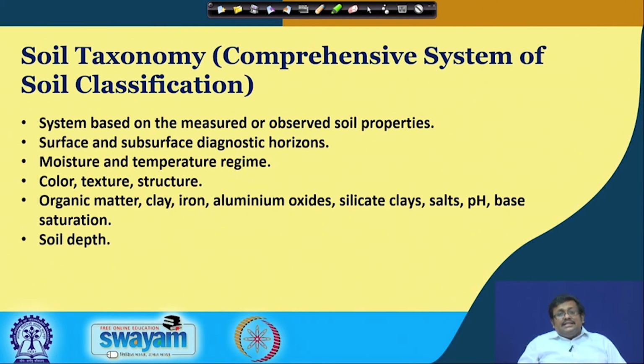It considers the moisture and temperature regime of the soil. It considers color, texture, structure. It considers organic matter, clay, iron, aluminum oxide, silicate clay, salts, pH, base saturation, and soil depth. So it is a holistic system which considers all the important soil properties for distributing soil into homogeneous groups.